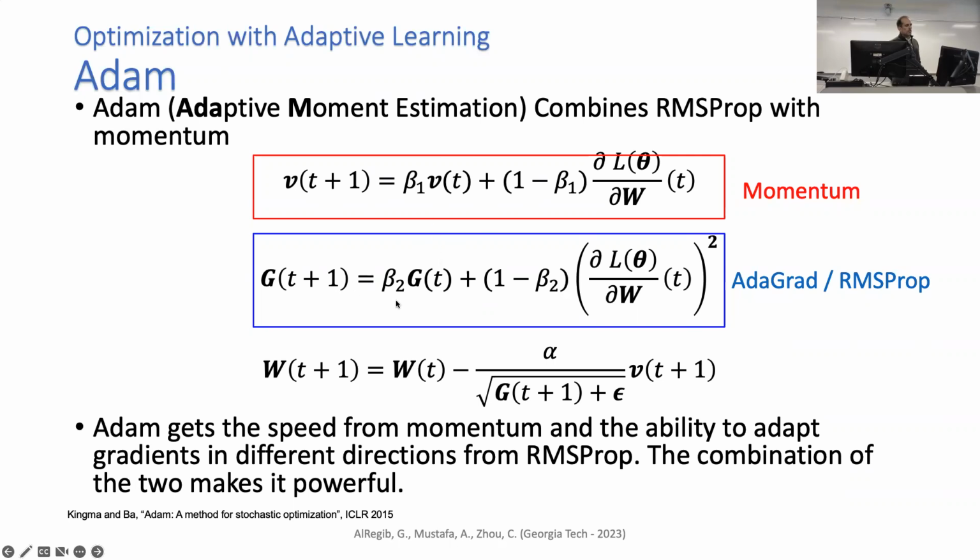And then you use the G of t plus 1 as your factor to change the alpha, or the learning rate. And then here you multiply it by the v, which is from the momentum in here. So you are adding the momentum here, and you are adding the second moment, or the adaptive gradient, in here. So they really work together.